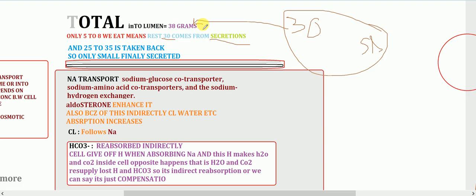And then 25 to 35 grams is taken back. It's not that the whole 38 grams just leaves your body. No, no, no. It becomes part of the lumen, but then a major part of it is taken back. That is 25 to 35 grams is taken back. So only a small amount of sodium is finally, this word is incorrect, I'm really sorry for that, it is not secreted, it's excreted. Only a small amount is finally excreted out of the body.